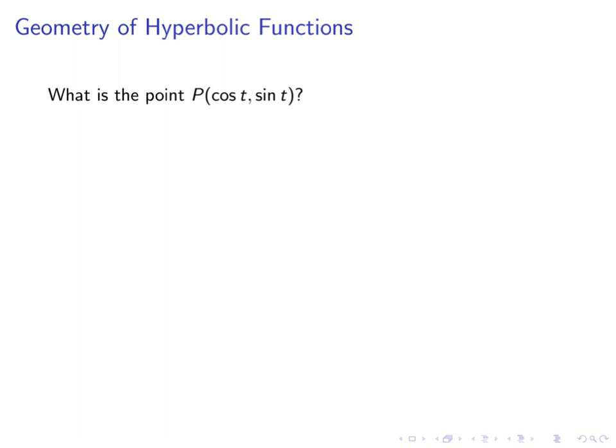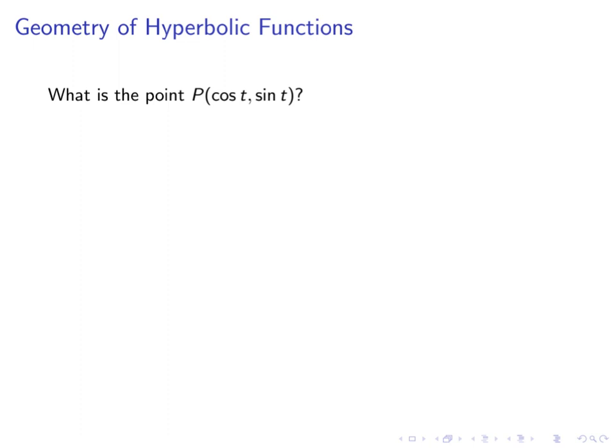If you take all the points in the plane that are cosine of t, sine of t, where do those points lie in the plane? Anyone know? Well, think about it. If I take the x component squared and add the y component squared, it equals 1 by the Pythagorean identity, right? Cosine squared t plus sine squared t equals 1, so the point cosine t, sine t lies on the unit circle. For some t, it's going to lie on the unit circle.